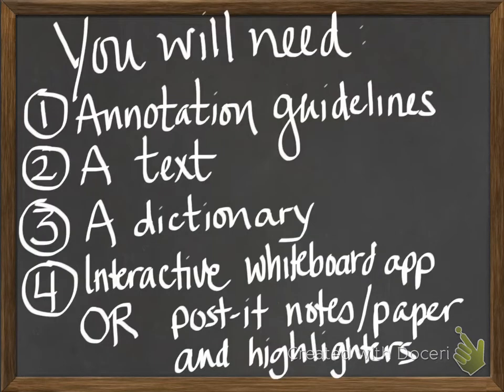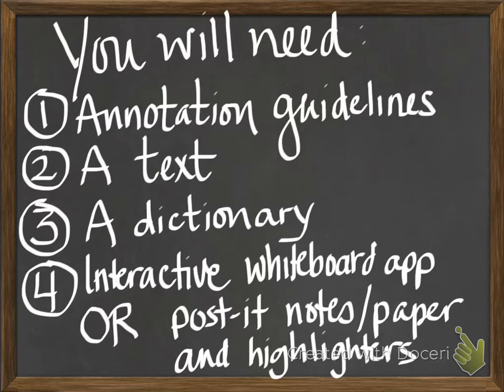You'll need a text, of course. We've got an article we're going to use here as an example. You will need access to a dictionary, and that could be an online dictionary or it could be a paper dictionary. It might be a specialized science dictionary, and it might just be a plain old English language dictionary. You're also going to need either an interactive whiteboard app like this, Doceri, or Explain Everything, or whatever your favorite one is, or a bunch of Post-it notes, some notebook paper, and a stack of highlighters.